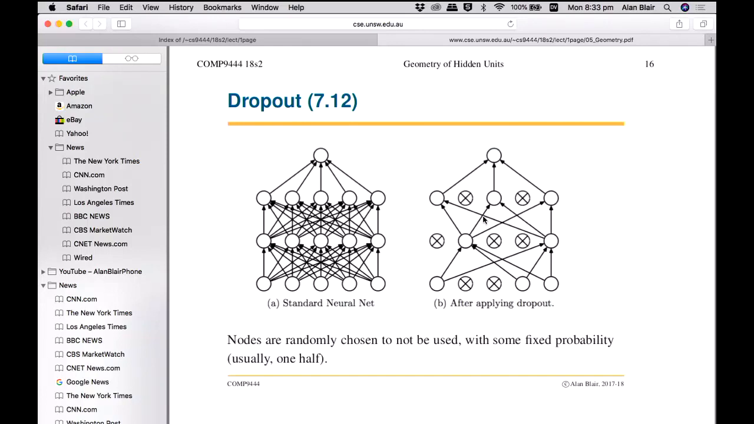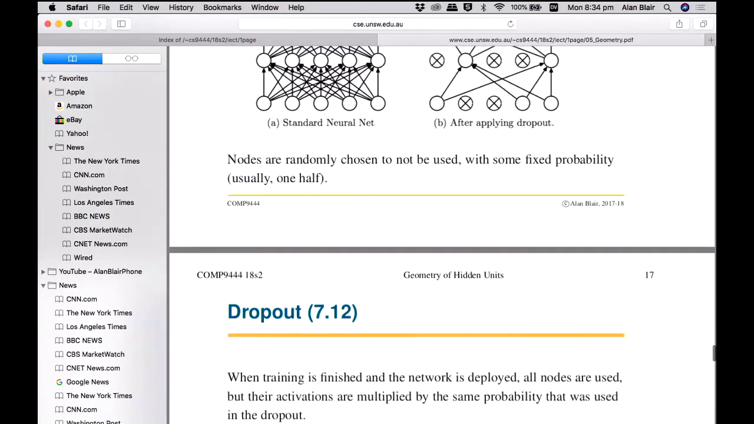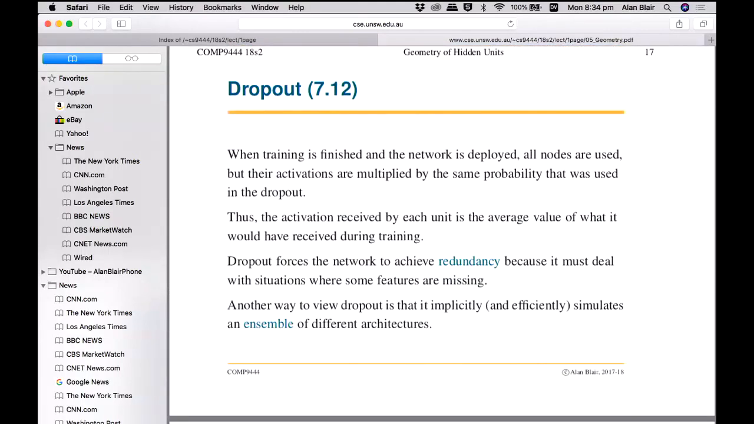Why don't we just use a smaller number of nodes if we were to drop them out anyway? So the question is, if we were going to drop them out, why don't we just use a smaller number of nodes? Well, the answer is somehow this gives better results. But let me try to explain why this gives better generalization. Is it to avoid overfitting? It's to avoid overfitting. That's right.